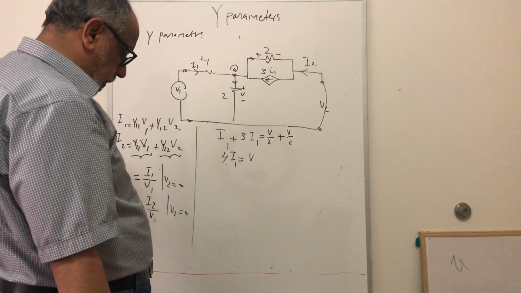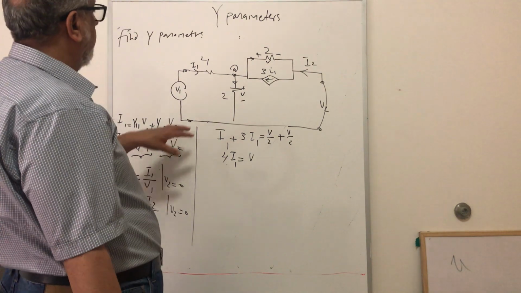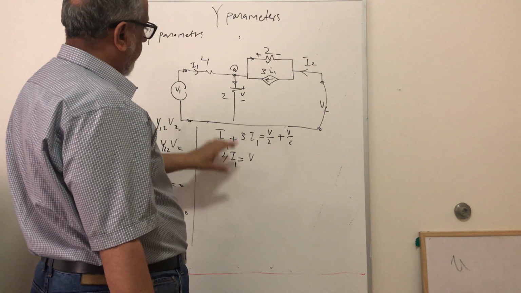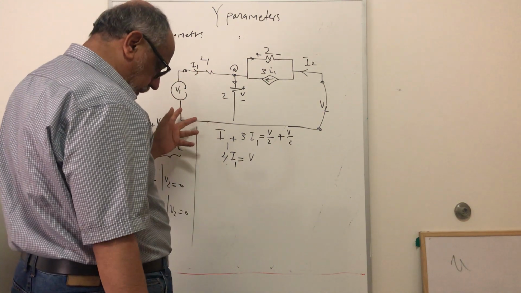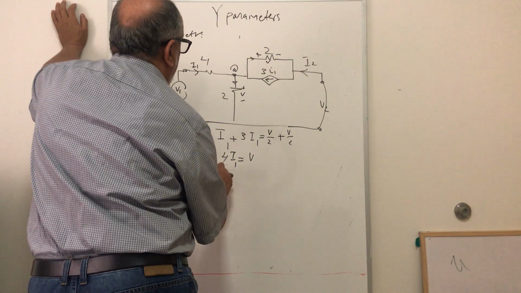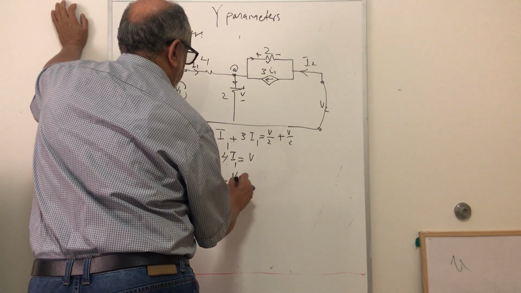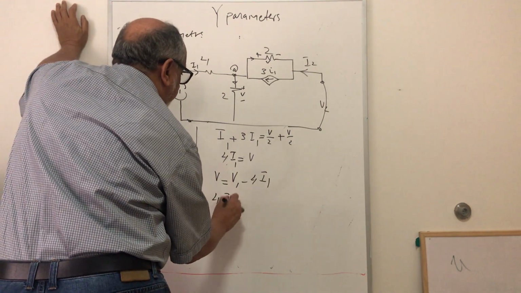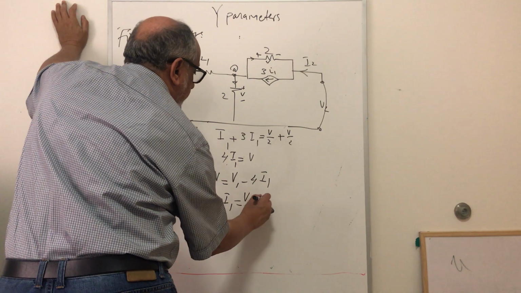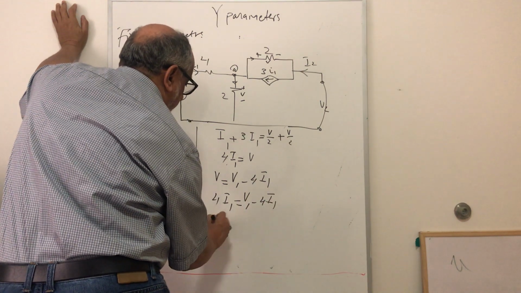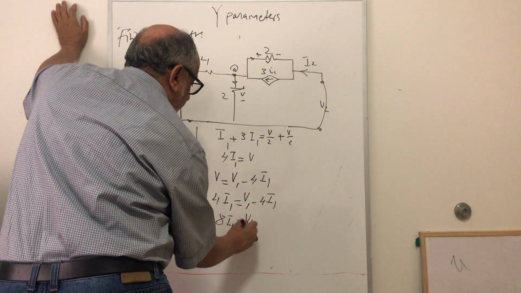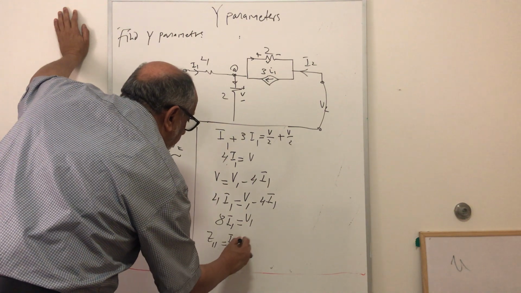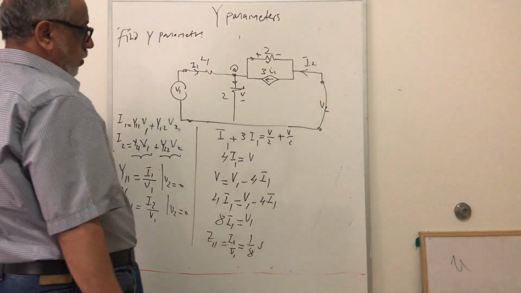Now what is V? V will be V1 minus 4I1, right? V here, we can find it in terms of V1. V equal to V1 minus 4I1. So we can say 4I1 equal to V1 minus 4I1, or 8I1 equal to V1. So Z11, which is V1 over I1... equal to 8. Okay? So that is the first one.